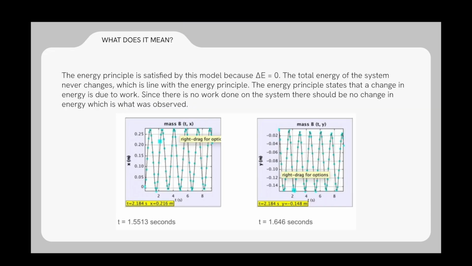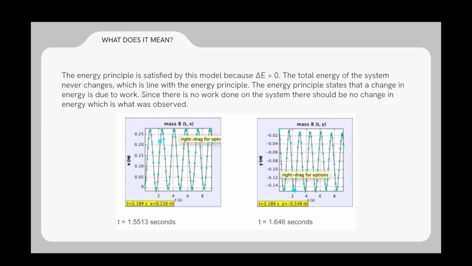So what does it mean? Well, the energy principle is satisfied by this model because the change in energy is zero. The total energy of the system never changes, which is in line with the energy principle. The energy principle states that a change in energy is due to work. Since there is no work done on the system, there should be no change in the energy, which was observed.